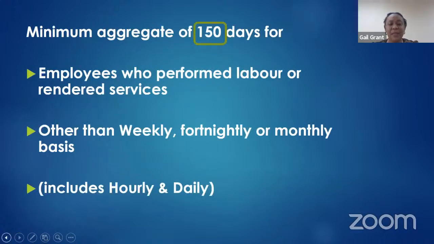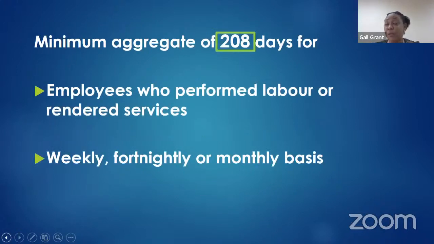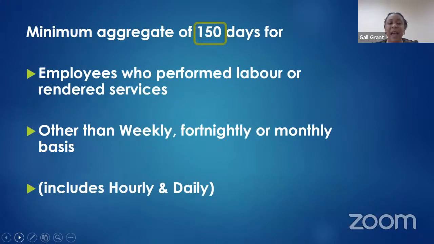So who has to work for a minimum aggregate of 208 days? Any employee who performs labor or renders services on a weekly, fortnightly, or monthly basis. Take note of that. The 208 days is for persons whose rate of pay is weekly, fortnightly, or monthly. And for persons other than weekly, fortnightly, or monthly, like hourly and daily paid persons, it's 150 days.